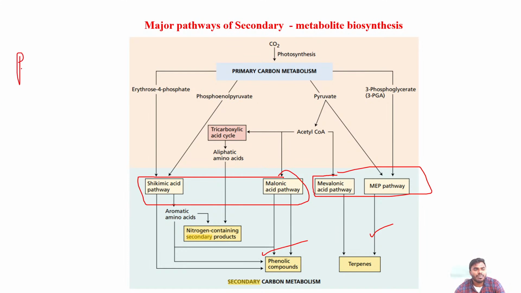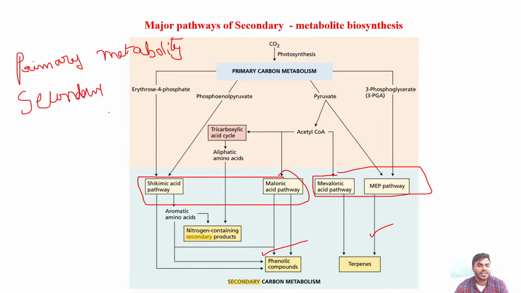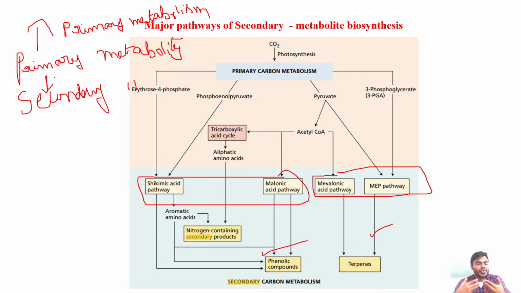Let me tell you one simple difference to all of you, between the primary metabolites and the secondary metabolites. What's the difference? All the students listen. Primary metabolites are basically formed from the primary metabolism. Please don't get confused. Now, using the primary metabolites, with the help of different mechanisms or pathways, secondary metabolites can be synthesized.